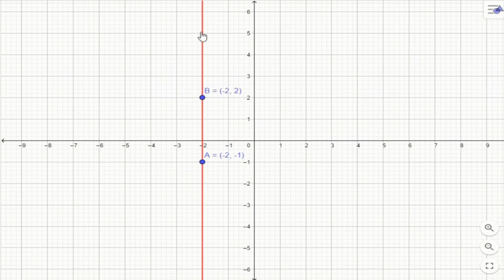For our last example, this is our graph. As you can see, the graph is vertical. Therefore, yung ating slope is undefined.